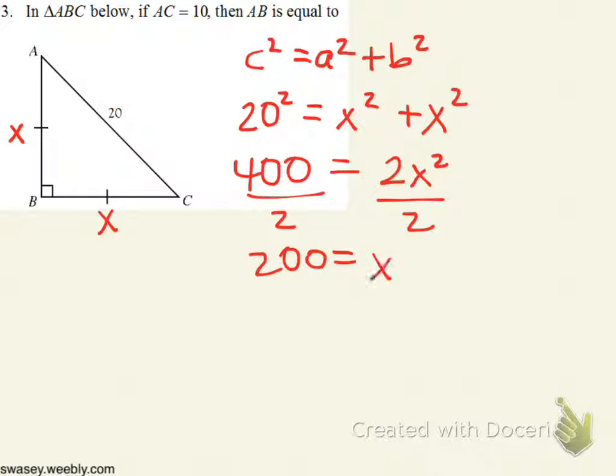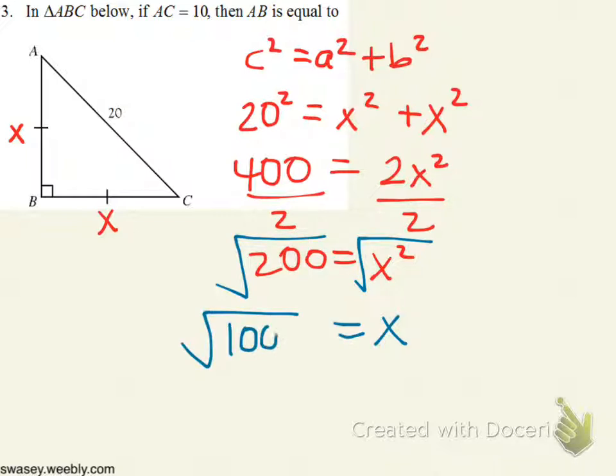And then to get rid of squared, we'll square root. Only a positive answer makes sense here since we're looking at a side length in a triangle. We can rewrite 200 as 100 times 2. So 100 is a perfect square factor, so then square root that, and so we get 10 root 2.